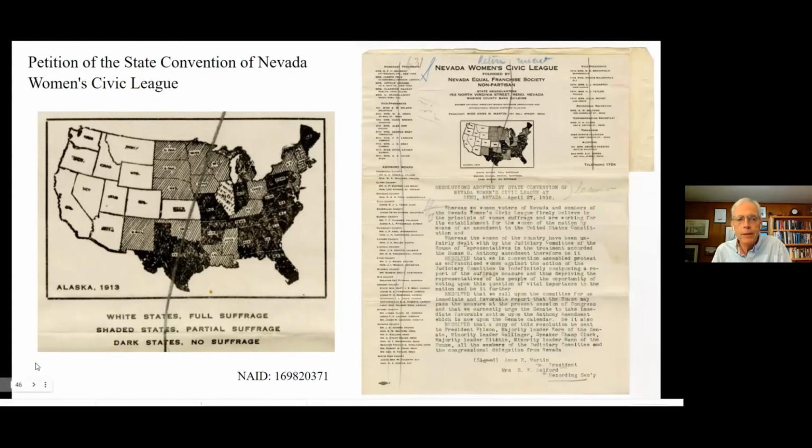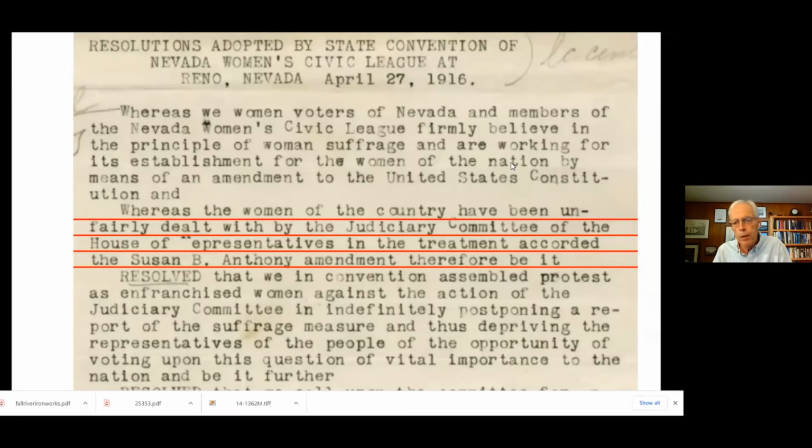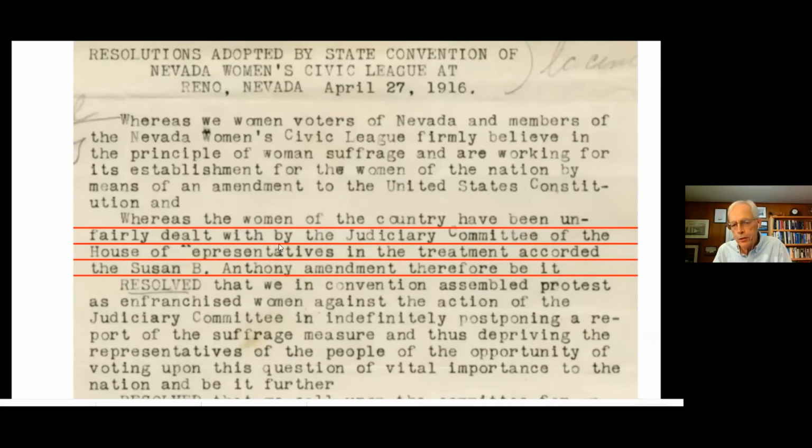So I would personally suggest one of the things you could do is cut and paste that map. And if you use a high res version of this from the catalog, you can get a really visual and clear map. So you can see that the kids can make inferences. Because of time, we're not going to really dwell on it, although I would have liked to. But I want to point out that from the text of that same document, what they point out is that Congress is not always the answer, that Congress can be the problem. Because in the second paragraph of their petition, they say, whereas the women of the country have been unfairly dealt with by the Judiciary Committee of the House of Representatives in the treatment accorded the Susan B.